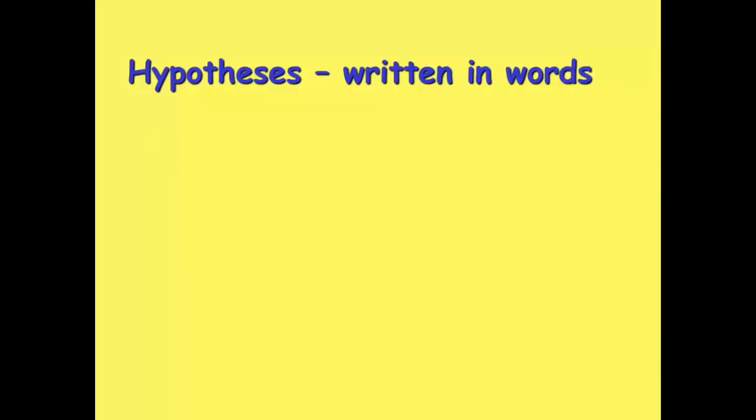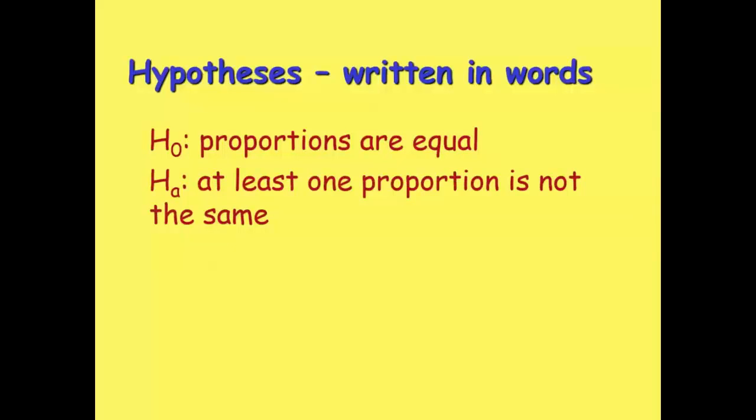Okay, so when we are setting up a goodness of fit test, our sentences for the null are pretty straightforward. The proportions are equal. Of course, proportions of what, so we want to add some context to that. And then the alternative is that at least one proportion is not the same. Okay? And of course, context, context, context. All right.